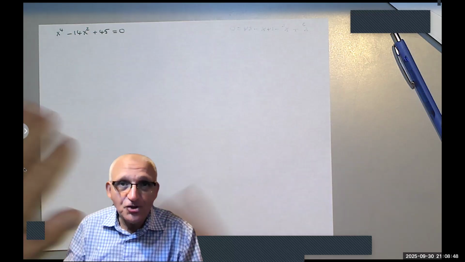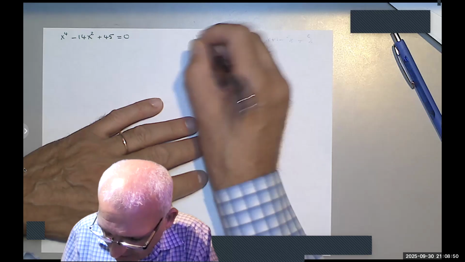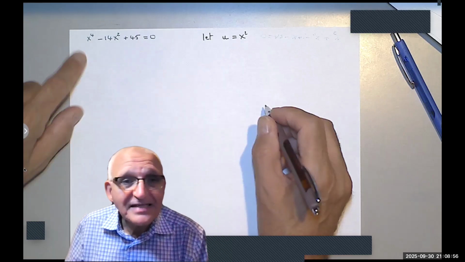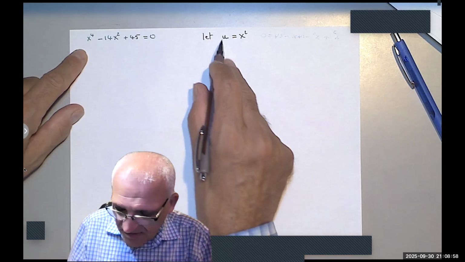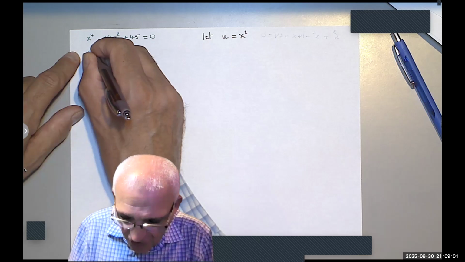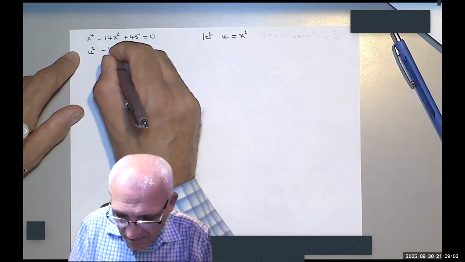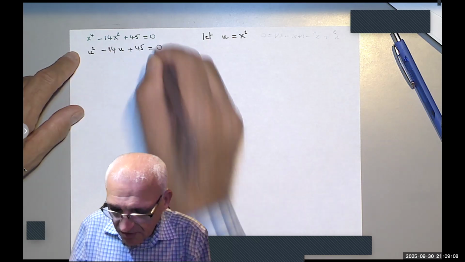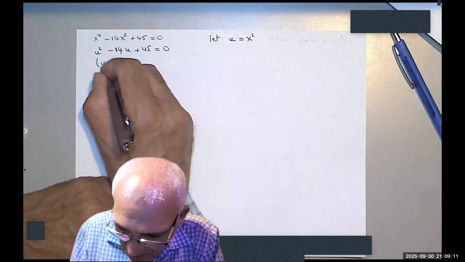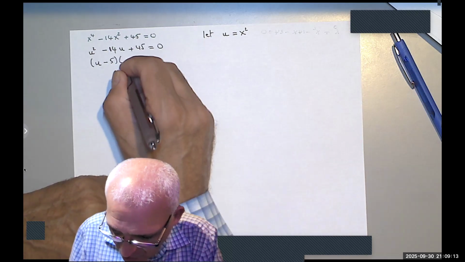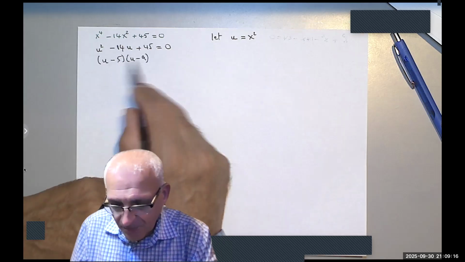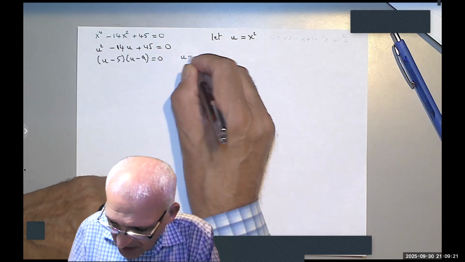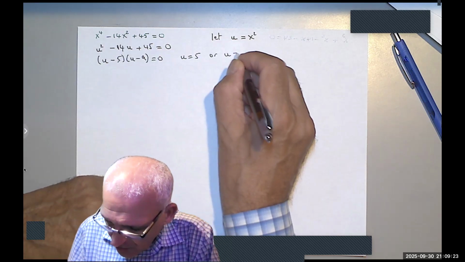If it's not clear to you, for any variable, let's say let u equals x squared. So let's rewrite that. If u is x squared, then x to the 4 is u squared, minus 14 times x squared, which is u, plus 45 equals 0. Then you would say, okay, u minus 5 times u minus 9, right? They add up to negative 14 and multiply to 45. So u equals 5 or u equals 9.